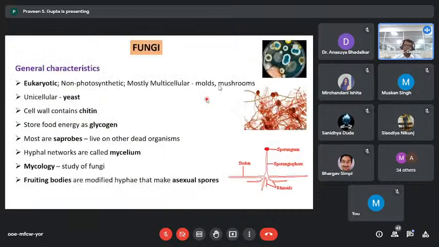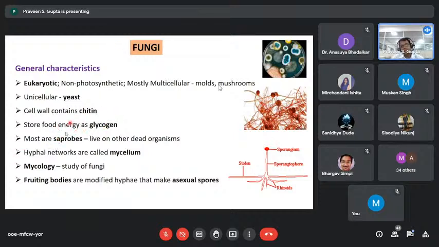So after bacteria, I'm leaving bacteria and coming to the next part, that is fungi. Some questions may be asked from fungi also. The major point you should remember is that fungi are eukaryotic, non-photosynthetic, and examples are mold and mushroom, which are multicellular. But yeast is a fungus which comes under the lower fungi. It is unicellular. The cell wall of fungi contains chitin and they store glycogen as an energy source.